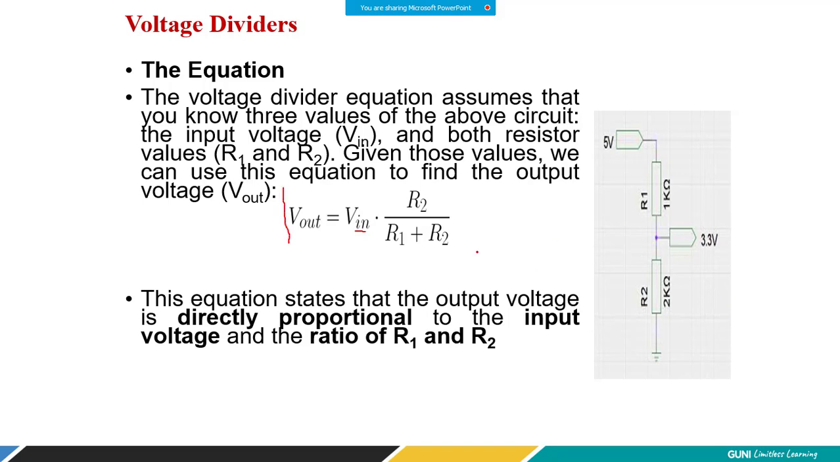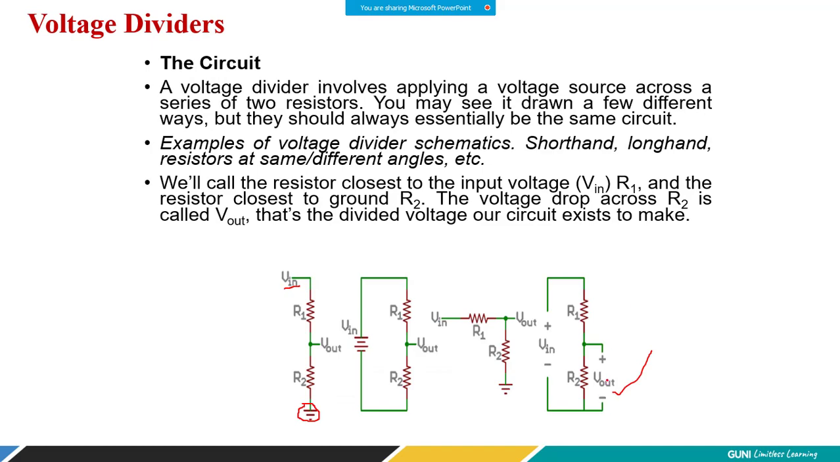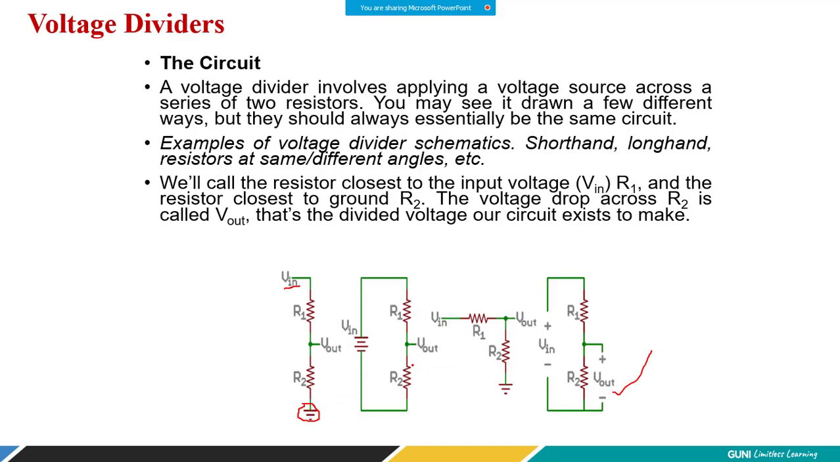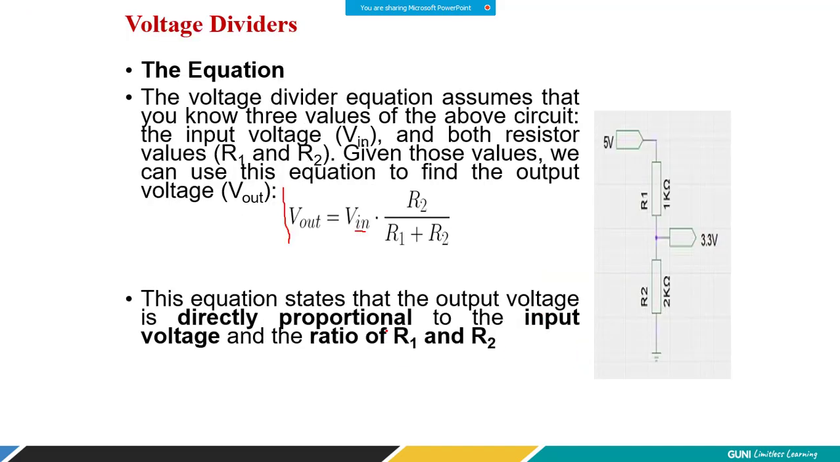V out, that means this is V out in the previous circuit. V out is equal to V in into, see, we are measuring the voltage across which resistor? R2. Right, so it is R2 upon R1 plus R2, because we are measuring across R2. So V out is equal to V in into R2 upon R1 plus R2. This equation states that the output voltage is directly proportional to the input voltage, that is V in, and the ratio of R1 and R2, right? So here as we are measuring across R2, you are taking R2 upon R1 plus R2 and that's going to be the V out.